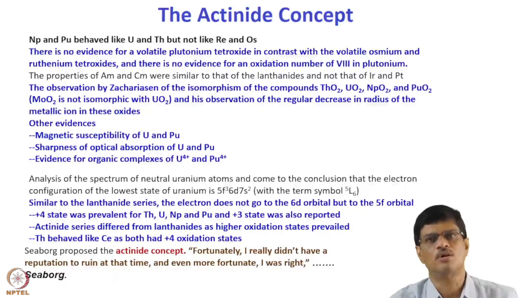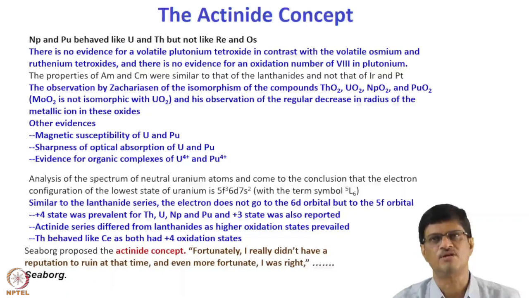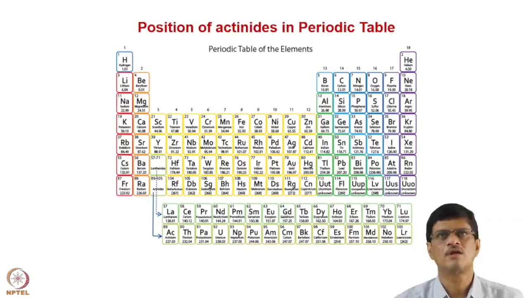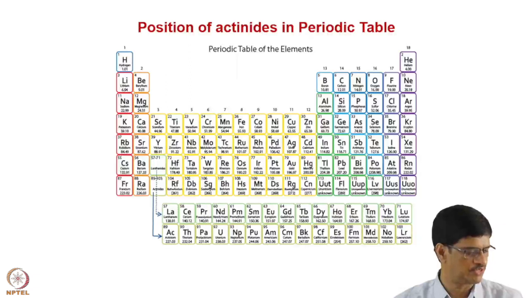They said that your reputation will be ruined. But Seaborg said that he didn't have that much reputation at that time, and he was also fortunate that he was right. Ultimately, he was proven right that there was an actinide series similar to the lanthanides. Now, coming to the position in the periodic table.